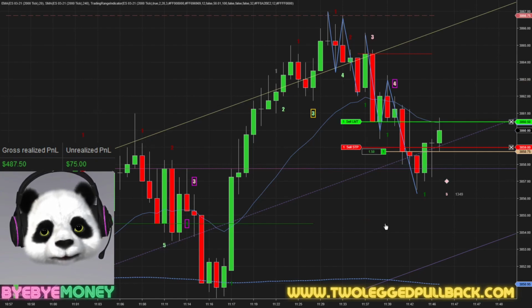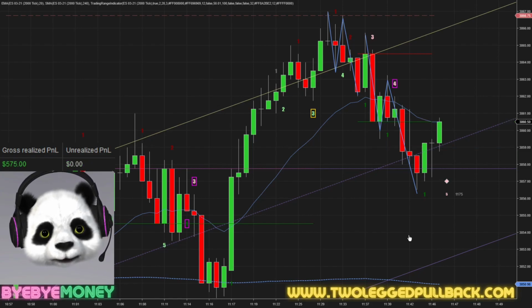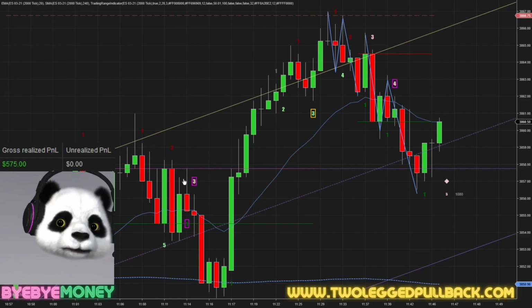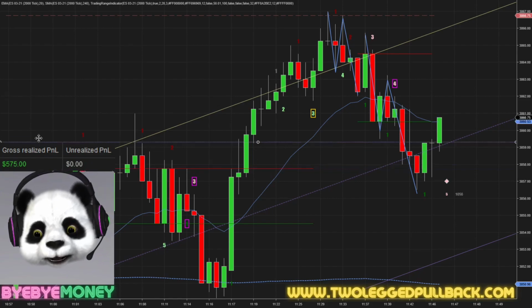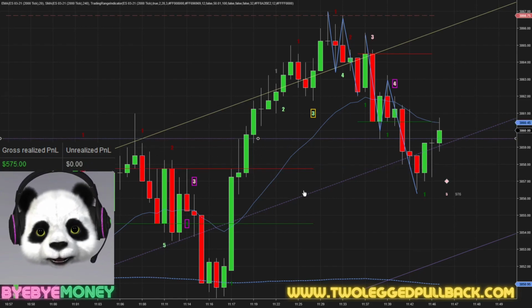I should have moved it here. Hopefully I can get a little more. The bottom of this trading range. There we go. Alright, scalped out with the H4 failure off the top of this trading range, created by the trading range indicator.